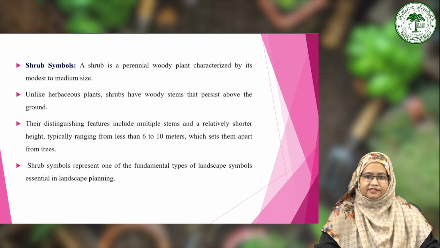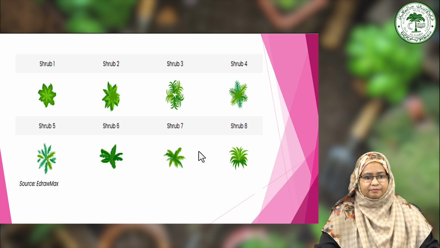Then, a shrub is characterized as a perennial woody plant that typically grows to a modest or medium size. Unlike herbaceous plants, shrubs possess woody stems that persist above the ground. They are distinguished from trees primarily by their multiple stems and relatively shorter heights, usually less than 6 to 10 meters. Shrub symbols constitute one of the fundamental types of landscape symbols required in landscape plans for accurately representing the presence and arrangement of shrubs within the design. These are the symbols of shrubs as we can see in this particular image.